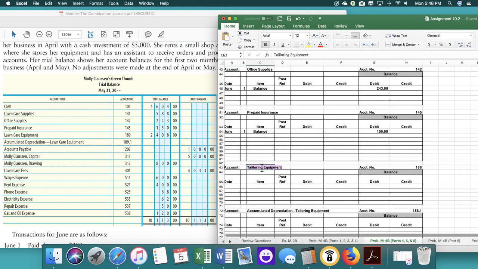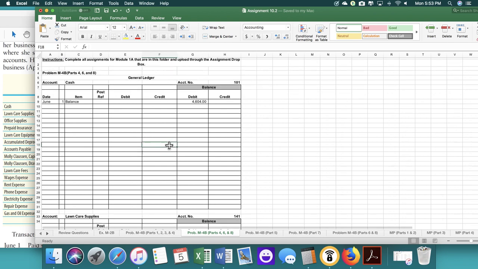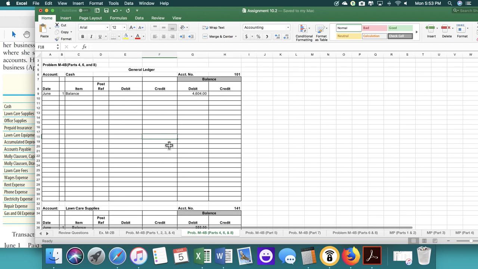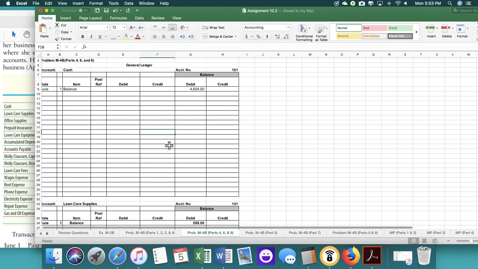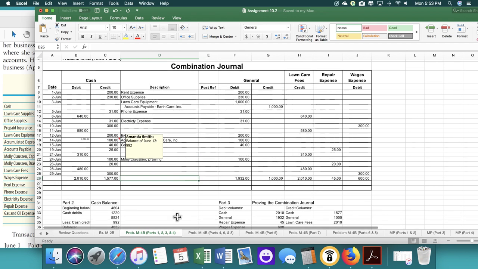So here we go, should be lawn care equipment. Make sure it's the same number, should be 189. June 1st. Okay, I'm going to pause the video and go ahead and finish entering in the rest of these amounts. Okay, so now we have the general makeup of our general ledger set up using the actual balance amounts that we were given. So now we're going to start entering in the information from the combination journal.